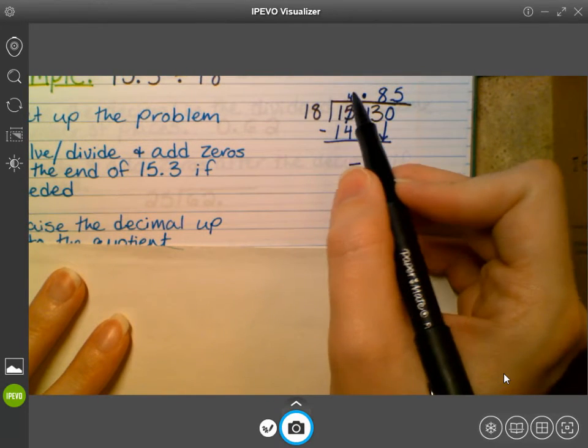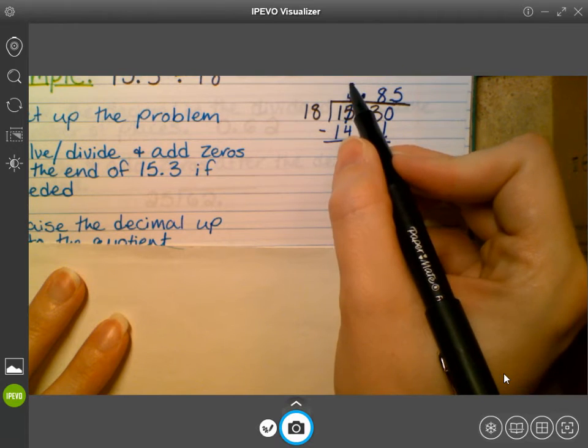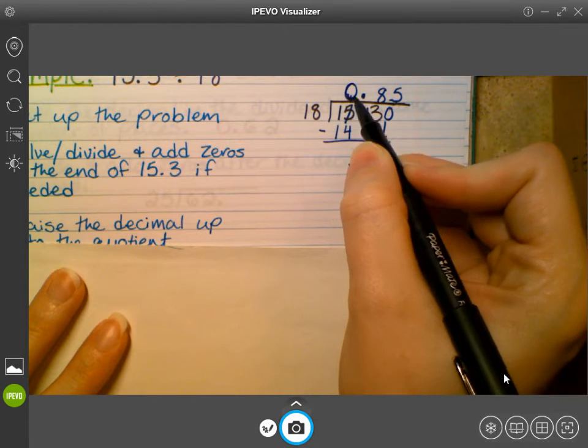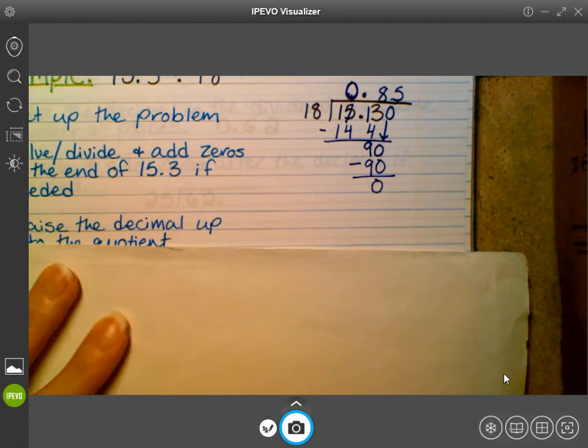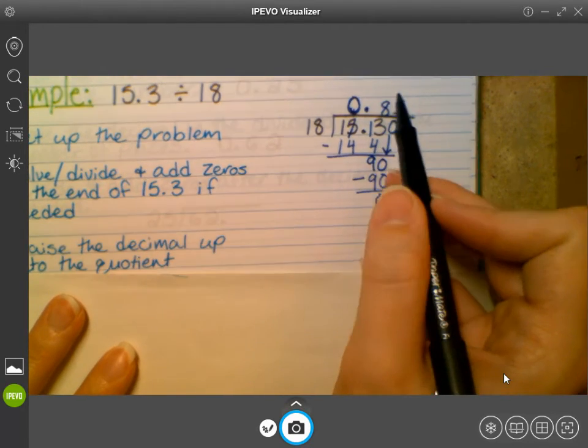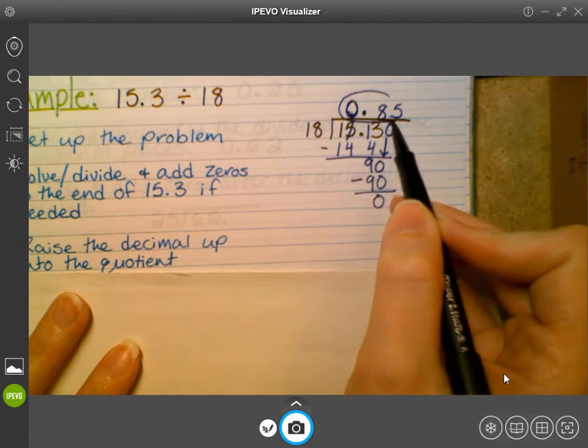And because I have nothing to the left of the decimal, I need to have a 0. I know, there's a little 4, so I'm drawing over it. So, 85 hundredths is my answer.